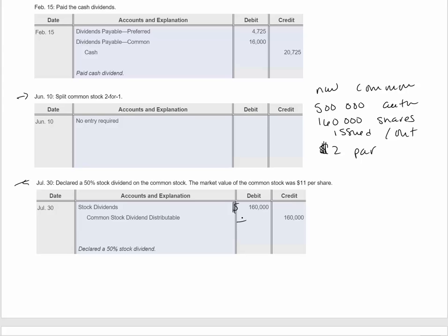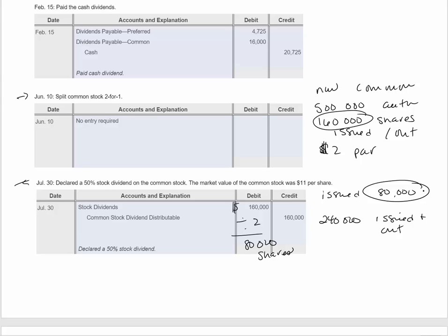$160,000, right? Because this is in dollars, and it's $2 par, so that's 80,000 shares. Or you could say there were 160,000 shares times 50%, so we issued 80,000 more shares. So now the total number of shares goes up to 240,000 issued and outstanding. So the 160,000 plus the 80,000 new shares we offered, there's now 240,000 shares out there, and they're still at the $2 par.